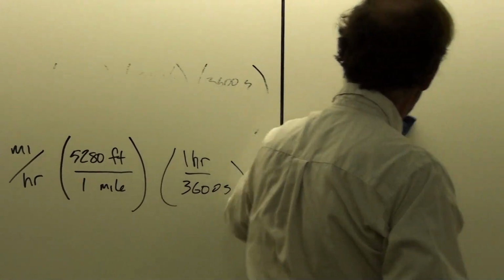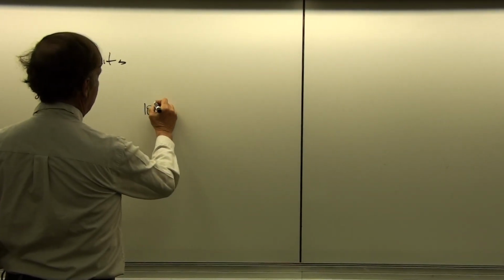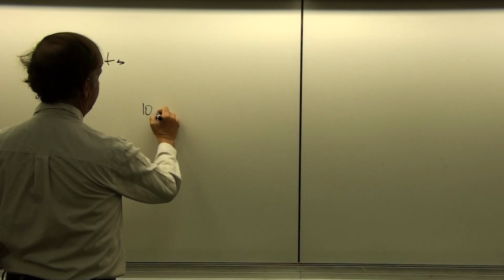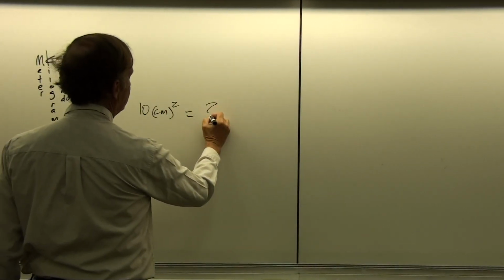Sometimes it's a little more confusing if you're going to, say, square or cubic units. Like, for example, we might want to know if you had 10 square centimeters, how many square meters is that?